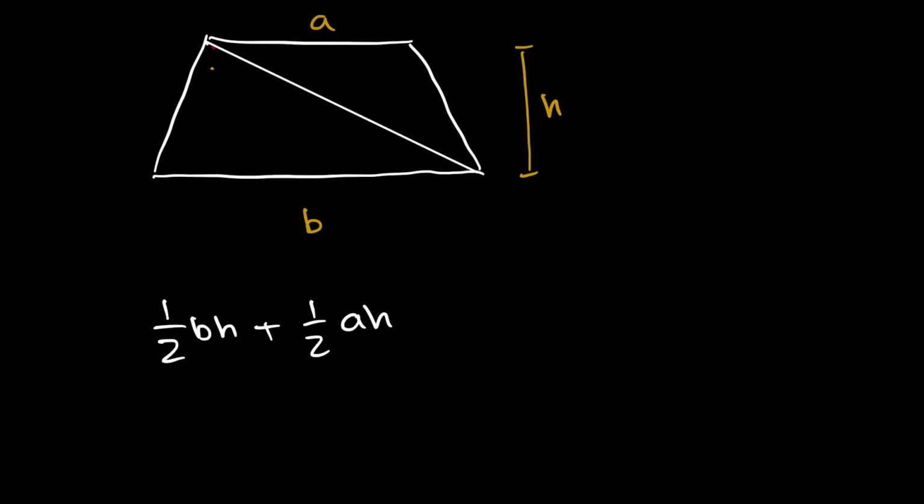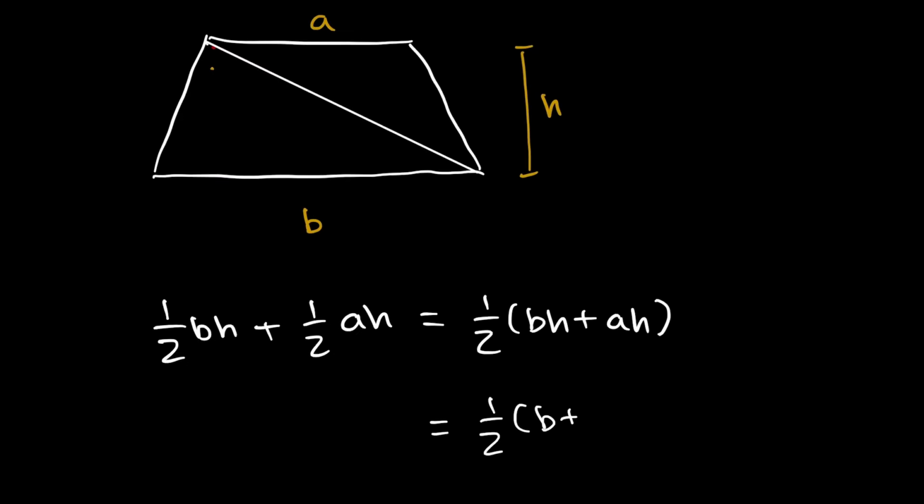Now, notice that both of these have a half in them, so we can factor out the half. So we get half of bh plus ah. And since both of these terms have an h, I can factor that out as well. So we get half of b plus a, multiplied by h. And that is the area of this trapezium.